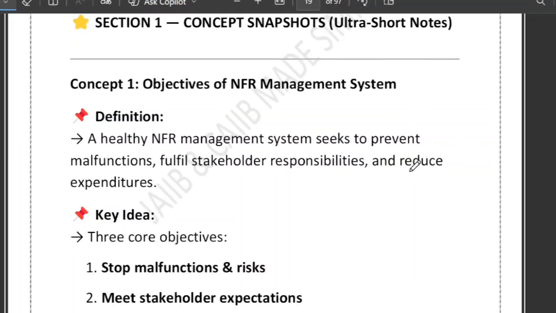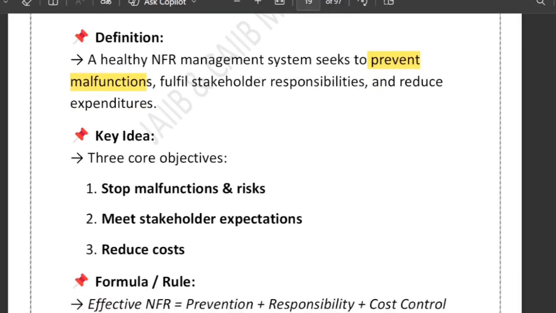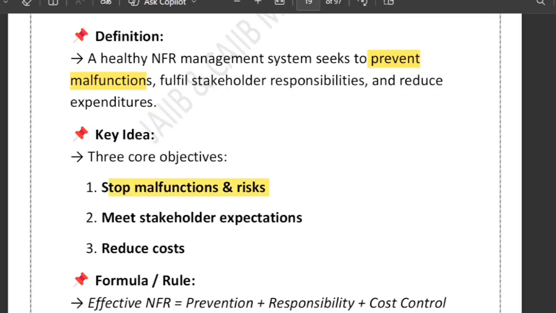A good NFR management system in a bank should focus on three main goals. What are the three main goals? First of all, prevent malfunction, which means stop fraud, error, system glitches, compliance gaps. Any kind of fraud, error, system glitch, or compliance gap should be stopped. Then they have to meet stakeholder expectations, which means the expectations of the customer, regulator, and shareholder must be met. Third is to reduce unnecessary cost, because NFR incidents are expensive. That's why reducing cost is very important.